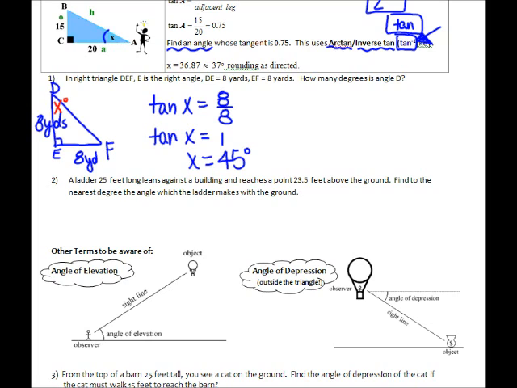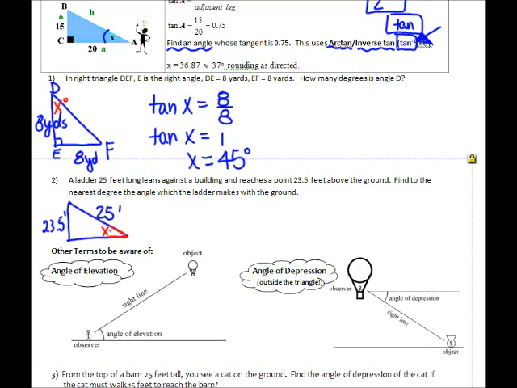A ladder, 25 feet long. There we go, got another ladder problem. It leans against the building and reaches the point 23.5 feet above the ground. Find to the nearest degree the angle the ladder makes with the ground. Now again, like I said earlier, it is very important to get the pictures drawn appropriately. So, my ladder's leaning. This is 23.5 feet. The ladder is 25 feet. And I want to know the angle the ladder makes with the ground. So that's the one I'm looking for.